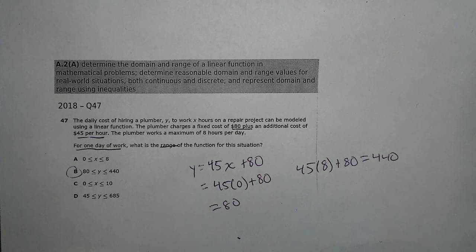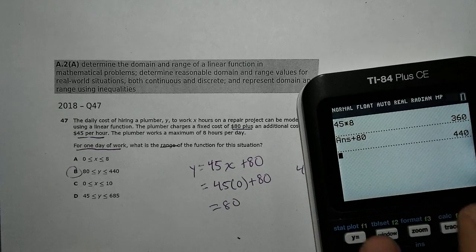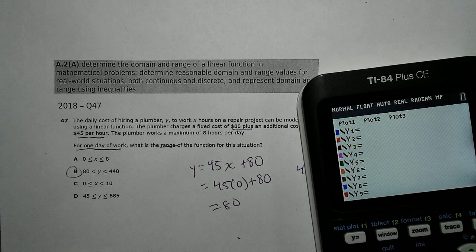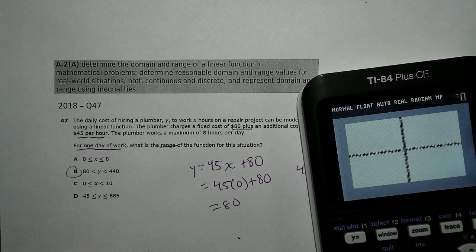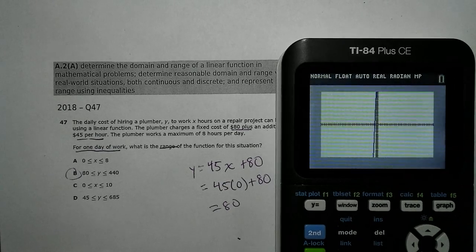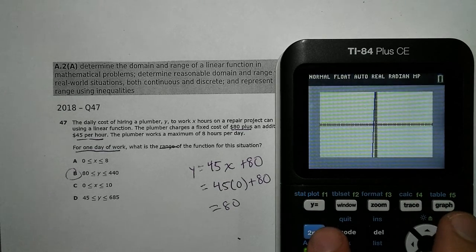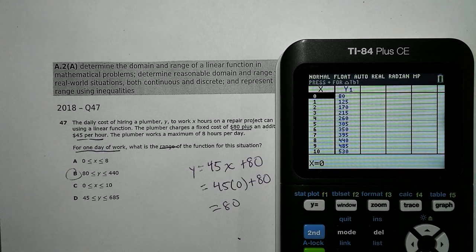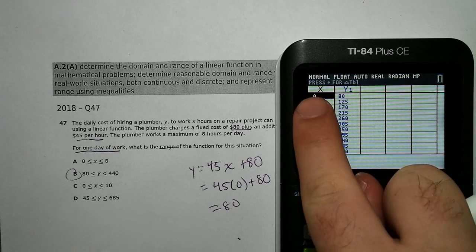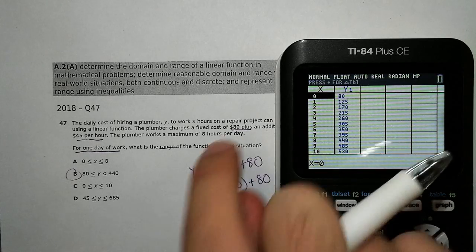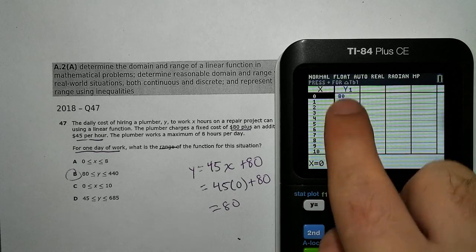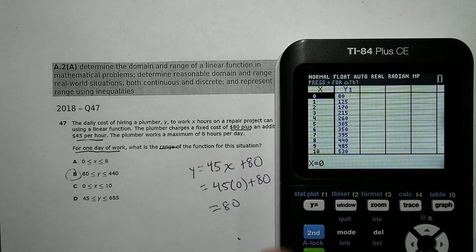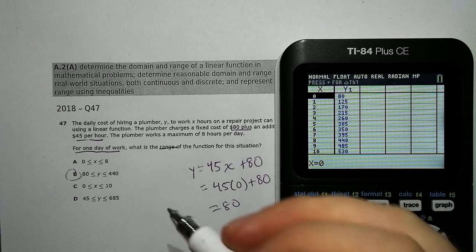Now, since we do have this in Y equals, I'll go ahead and show you another way. What if we graph that? Now, you see it's really hard to get the points from the graph, but where can we go to get specific points? We can go to second graph and look at our table. Now, if he works 0 hours, he would make $80 because it's $80 to get him to come out there. He works 8 hours, it's 440. So this is another way. It goes from 80 to 440, and that is the Y's. Range is the Y's.